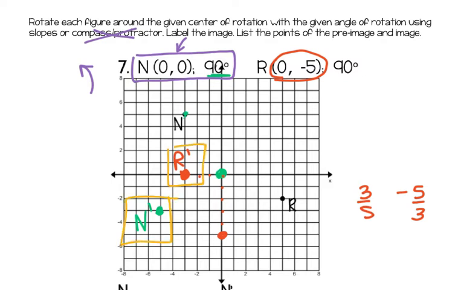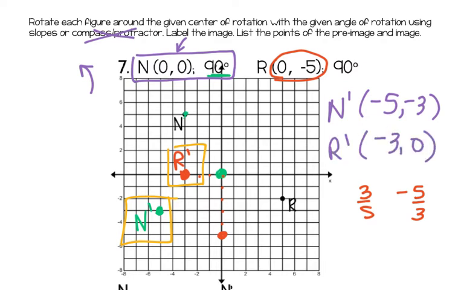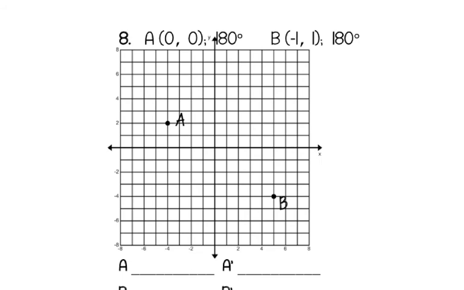So what you'll list as your answers, N prime is going to be the ordered pair (-5, -3). R prime is going to be (-3, 0). Okay, let's try another one, number 8.